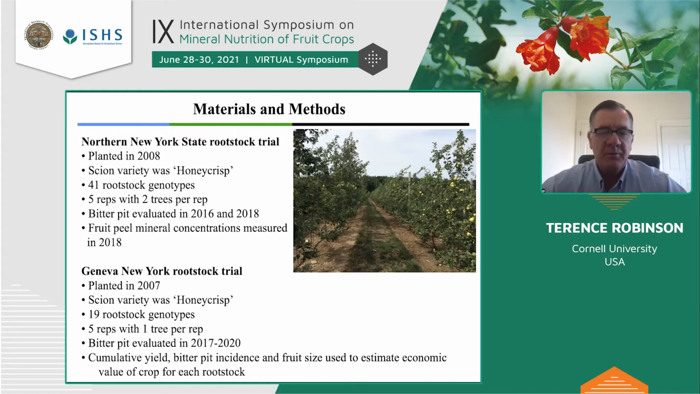The second experiment we'll report on today was planted in 2007 at Geneva, at Cornell University. Again, the scion variety was Honeycrisp. It has fewer rootstock genotypes. It has 19. There were 5 reps, 1 tree per rep, and we had bitter pit evaluations in 2017 through 2020. In this trial, we looked at cumulative yield as affected by rootstock, and then calculated from the bitter pit incidence data and fruit size an economic value of the crop for each rootstock of bitter pit free fruit.